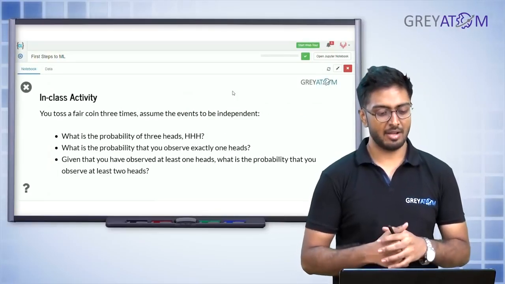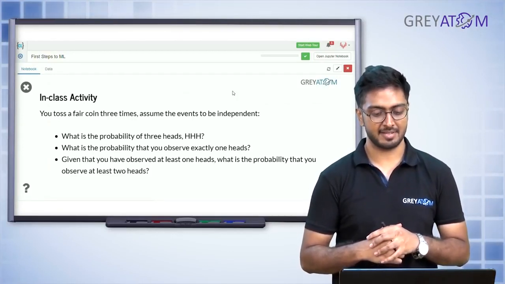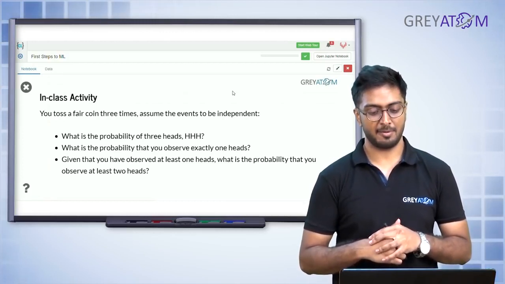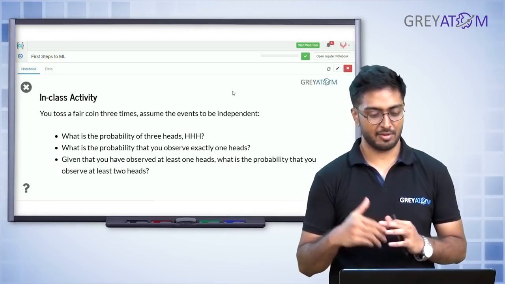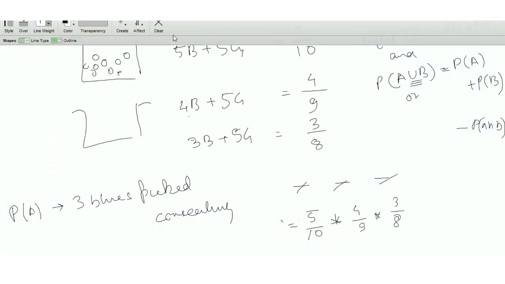Now let's do this through a class activity. You toss a fair coin 3 times. Let's assume the 3 events to be independent. What is the probability of each of those 3 heads? Let me draw this up for you. If you toss your coin 3 times, the first time it could be H, the next time it could be H, it could be H as well, it could be HTH, it could be HTT, and so on and so forth.